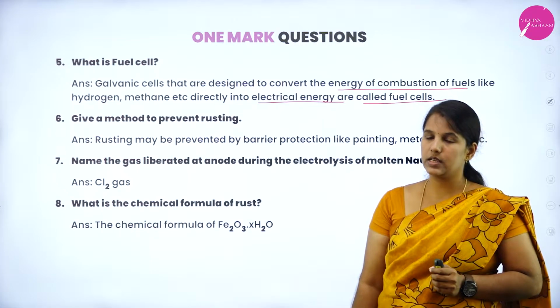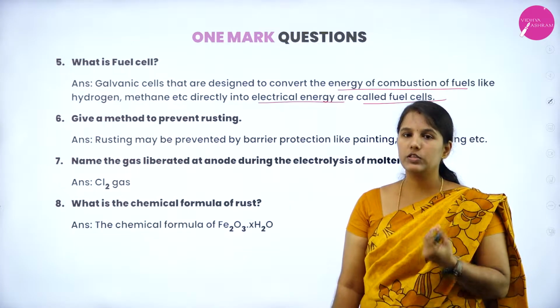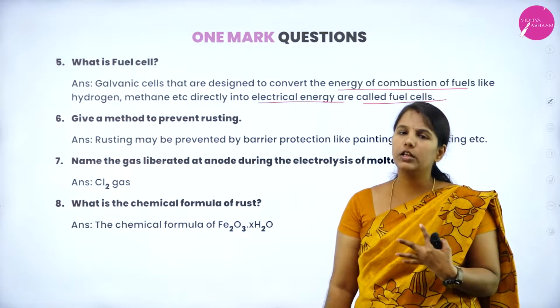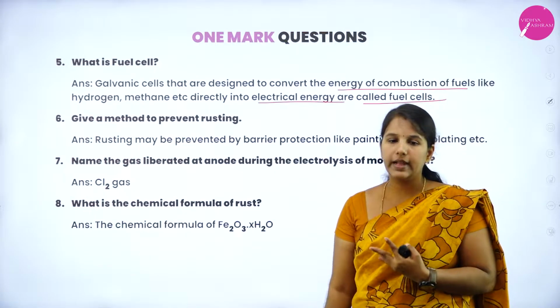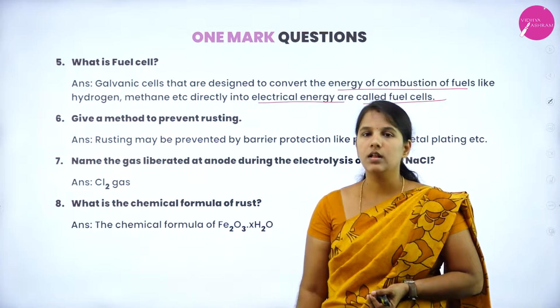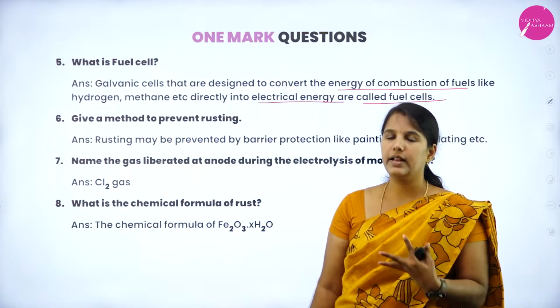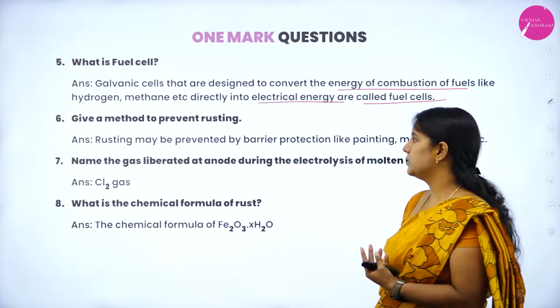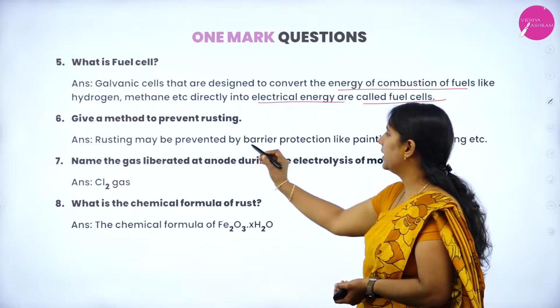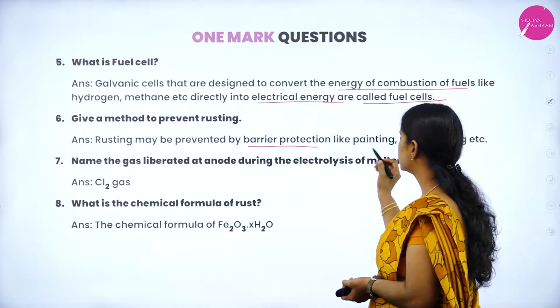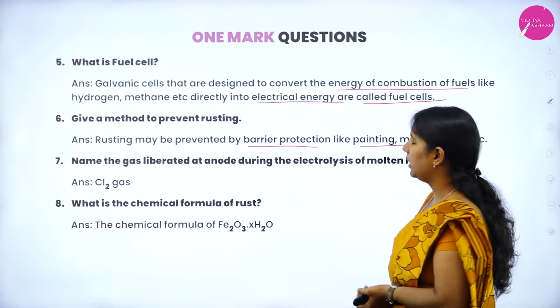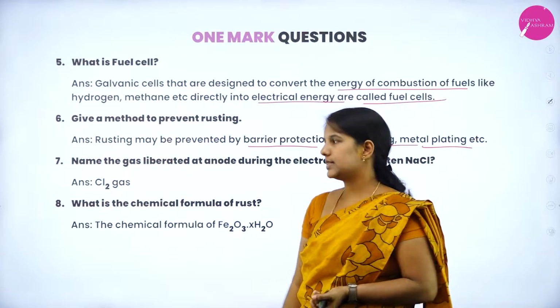We know that rusting is the most important problem which we face till now also. For that, there are different processes and different kinds of prevention that we use. The most common ones are oiling and painting. In addition to this, by using electrochemistry, rusting can be prevented by the protection of barriers like painting, metal coating, or with electroplating, etc.